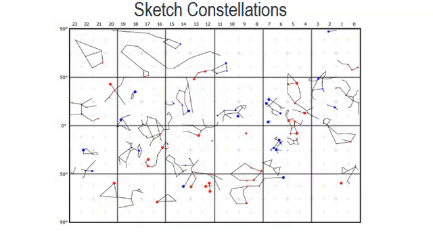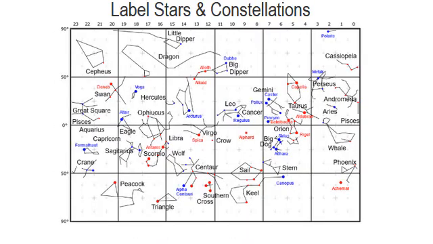Click the grid button to view your sketch of the sky map. You needn't draw all the constellations, especially ones without any bright stars. You can just label those. Using black for constellations and blue and red labels for stars is the clearest way to label them.